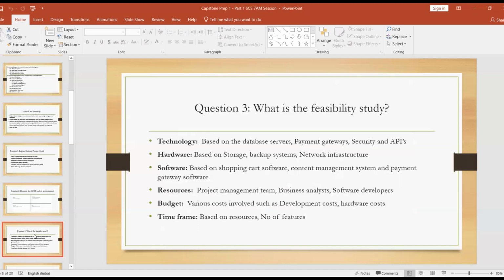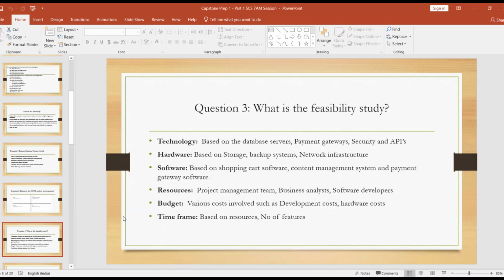So the next question: what is the feasibility study? A feasibility study is a study that we conduct in general to know the viability of the project, depending upon several constraints like technology, hardware, software, resources, budget, and time frame. If we implement this particular project in the market, can it go live? That depends on those constraints.